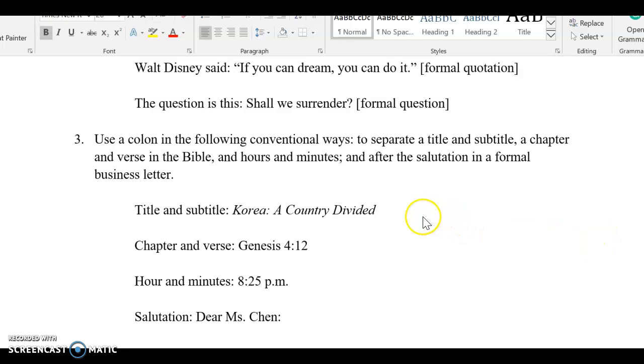So the first example is a title and subtitle: Korea: A Country Divided. Chapter and verse of the Bible: Genesis 4:12. Then hours and minutes: 8:25 p.m. And then the salutation in a formal letter: Dear Mrs. Chen: So you put a colon instead of a comma here.